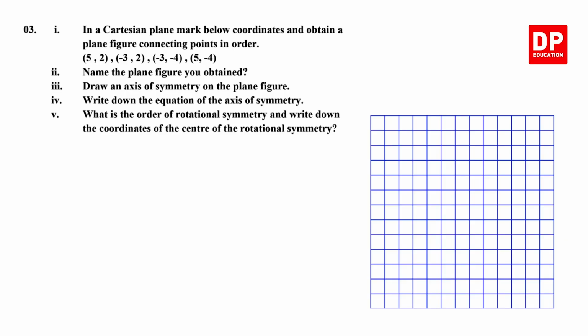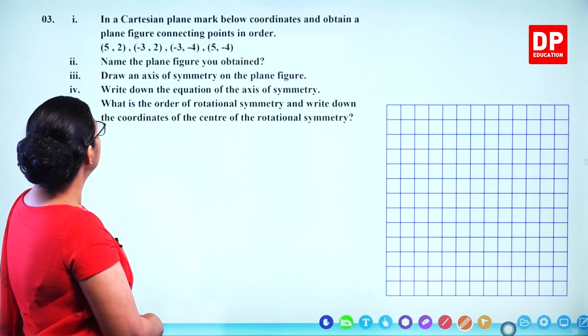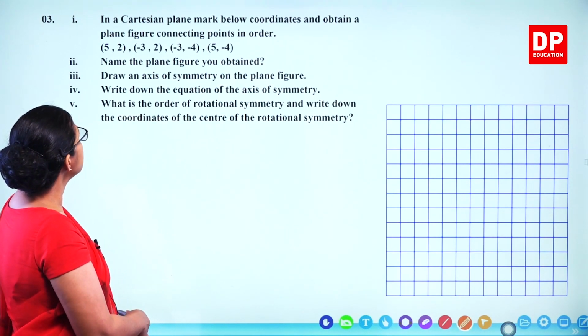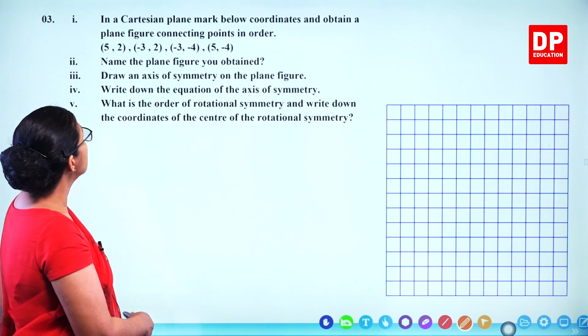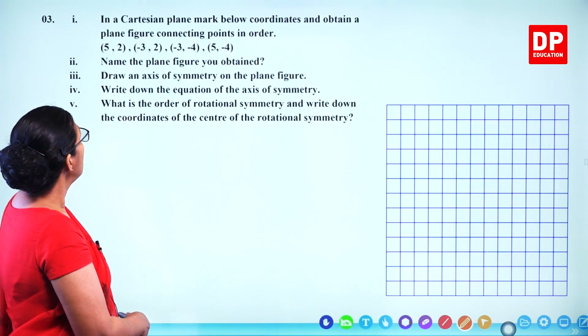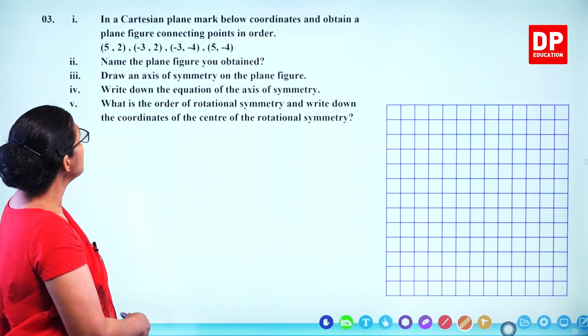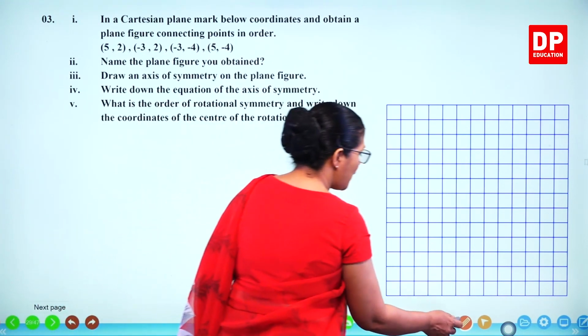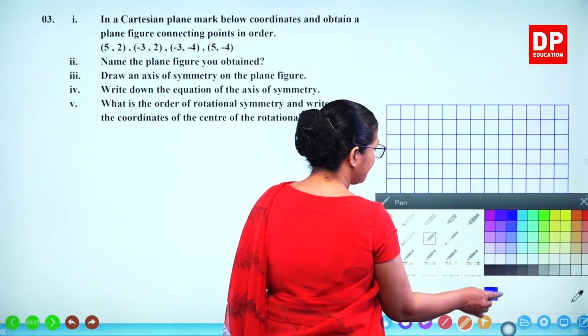Let's take question number 3. That's a Cartesian plane. Mark below coordinates and obtain a plane figure connecting points in order. So look at the coordinates and see the scale. X, you get 5, maximum, minimum -3. Y value, +2 is maximum and minimum -4. So we can first scale it.